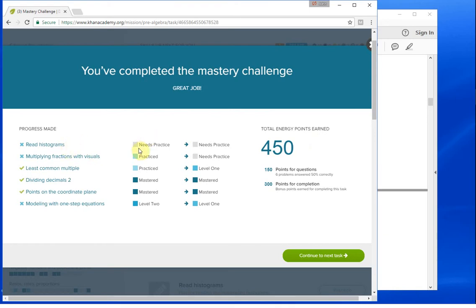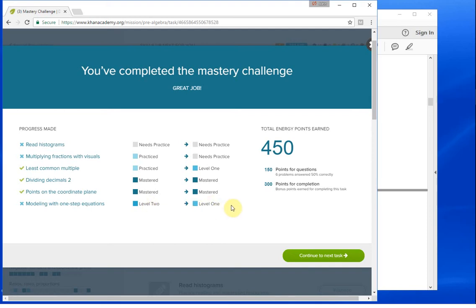Read histograms. Apparently I'm not very good at that, so I needed practice before and I need practice still. I have practiced multiplying fractions with visuals, apparently, but I forgot. And so now I need practice again. These common multiple, I had practiced it, and now I'm at level 1 because I answered one correct. These two skills were mastered, and they're still mastered. Modeling with one-step equations, I was at level 2. I was really close to mastery, but I forgot how to do it, and now I'm back to level 1.